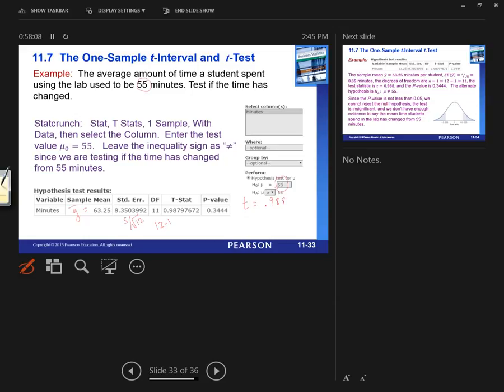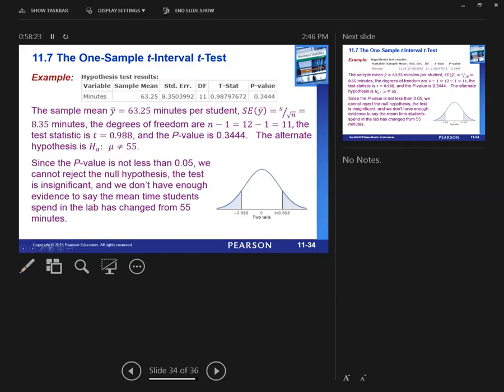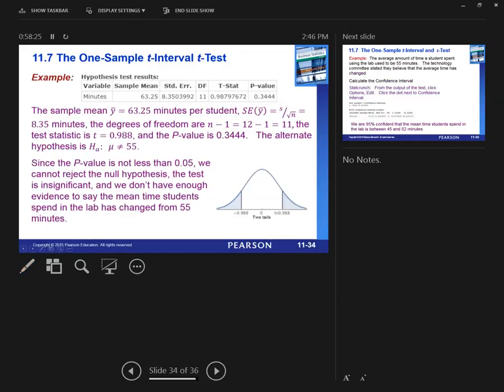I'll leave it like that. Okay. And then my p-value, we get another big one, is 0.344. Okay, so those come from here. So there's my test statistic and my p-value. And so I just talked more about that.